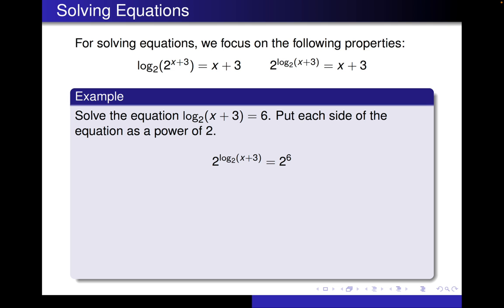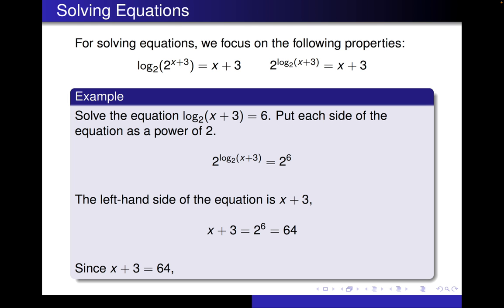Now on the left-hand side, that of course is going to simplify to x plus 3 because of our log properties. So then we have x plus 3 equals 2 to the 6, and now solving for x is going to be a piece of cake. First of all, note that 2 to the 6 is equal to 64. Now we have x plus 3 equals 64. Now all we have to do is subtract 3 from both sides to get x equals 61.